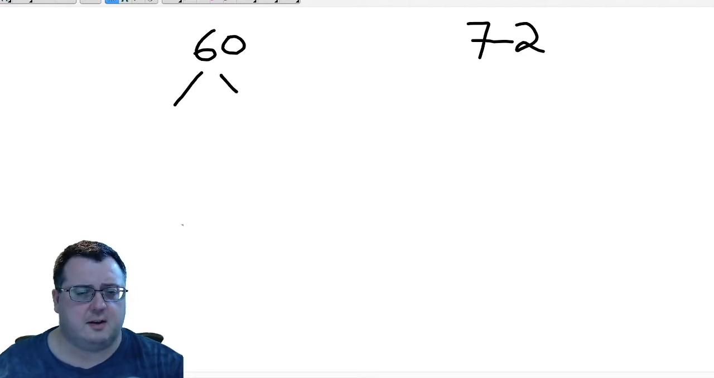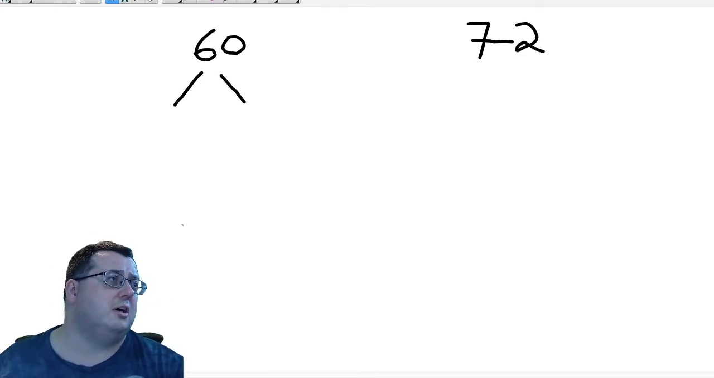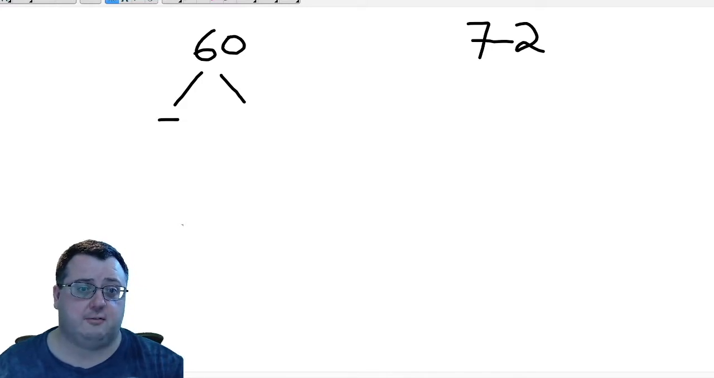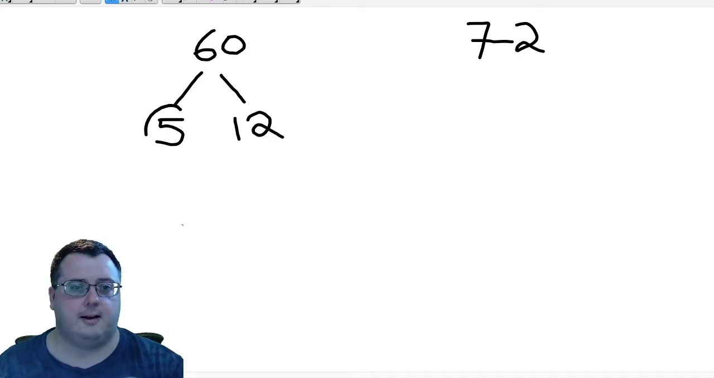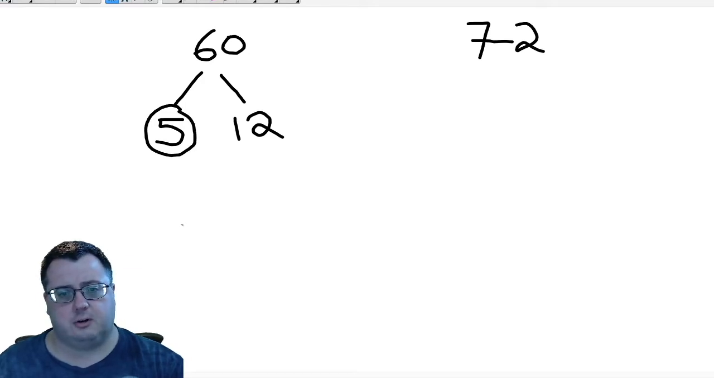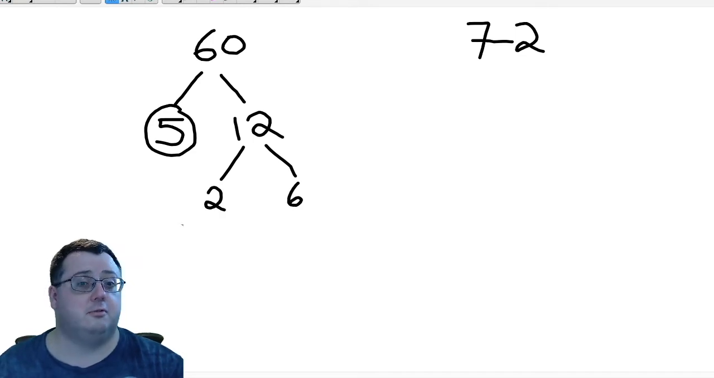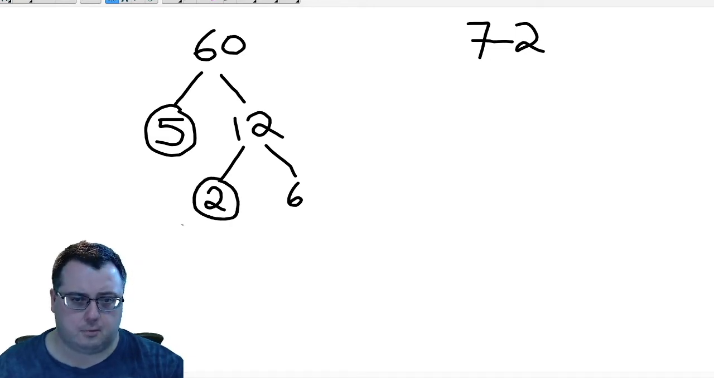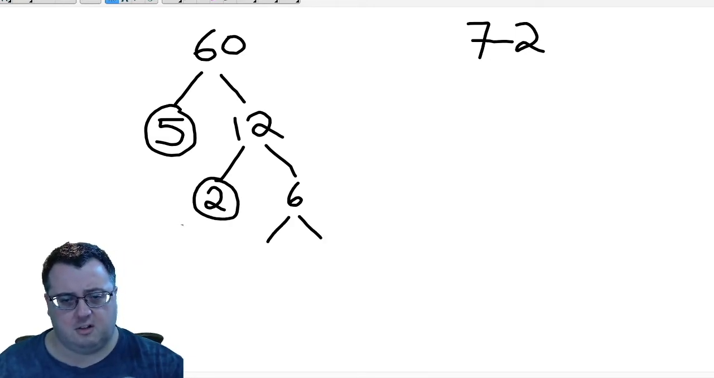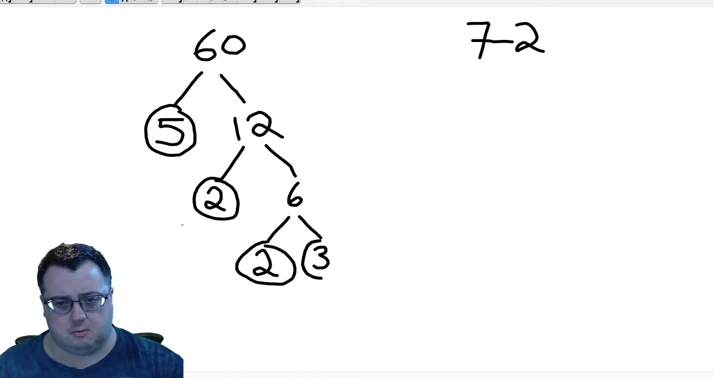So 60, let's think about this. If I know my times tables, I should know that 60 is 5 times 12. 5 is a prime number, so I can circle 5. 12, well 12, that could be 2 and 6. Because 2 times 6 is 12, I can then circle the 2. And 6 finally, that's 2 and 3. Circling them, I've got 2 and 3.